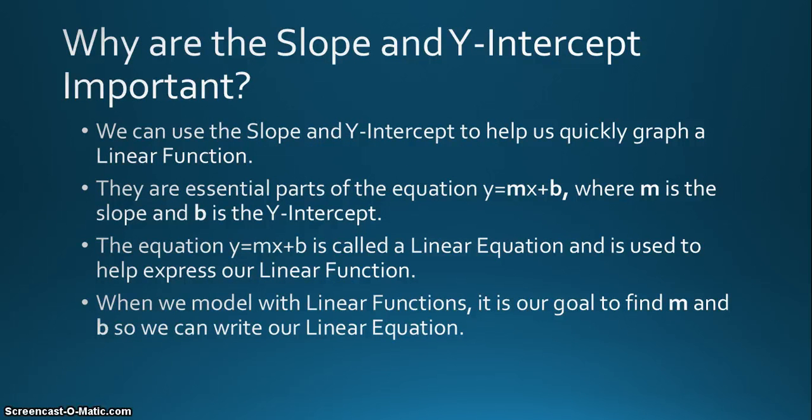We can use the slope and y-intercept to help us quickly graph a linear function, and they are essential parts of the equation y = mx + b, where m is the slope and b is the y-intercept. The equation y = mx + b is called a linear equation and is used to help us express our linear function. And when we model with linear functions, it is our goal to find m and b so we can write our linear equation. So slope and the y-intercept help us write the linear equation and help us graph.